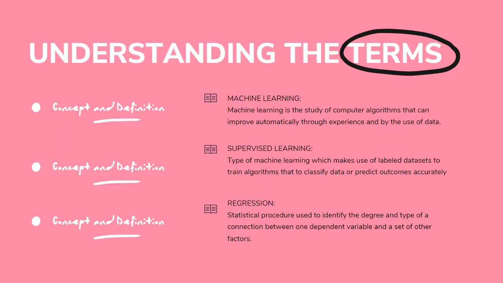Now about supervised learning. It is a type of machine learning which makes use of labeled datasets to train algorithms to classify data or predict outcomes accurately. Supervised learning is a type of machine learning in which machines are trained using well-labeled training data, and on basis of that data, machines predict the output. The labeled data means some input data is already tagged with the correct output.